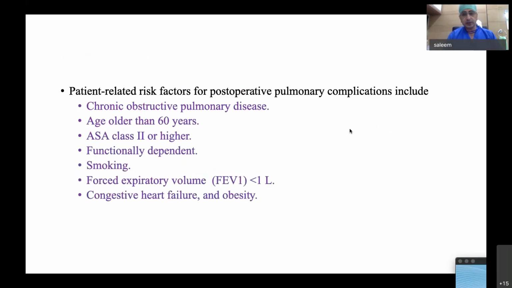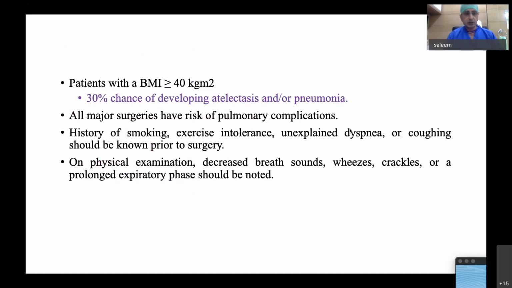Patient-related risk factors for post-operative pulmonary complications include chronic obstructive pulmonary disease, age greater than 60, ASA class 2, functionally dependent patients, smoking history, forced expiratory volume less than 1 liter, congestive heart failure, and obesity. Generally, patients with BMI more than 40 kg per meter square have a 30% chance of developing atelectasis or pneumonia after surgery. All major surgeries have a risk of pulmonary complications.